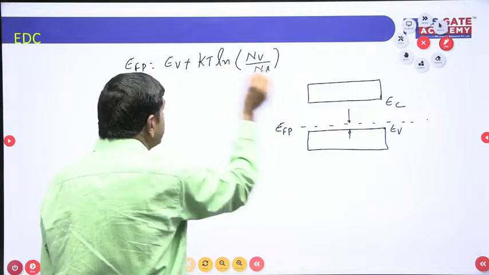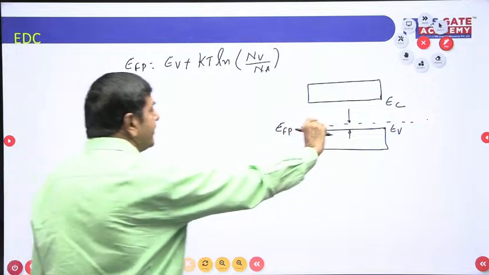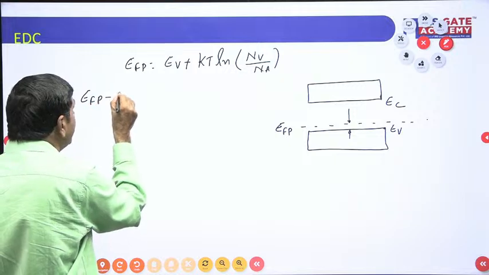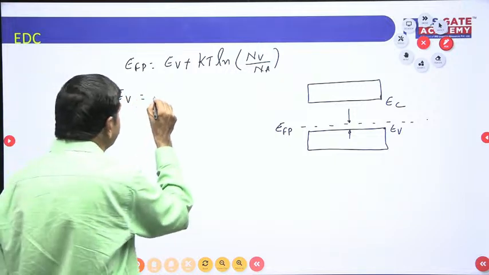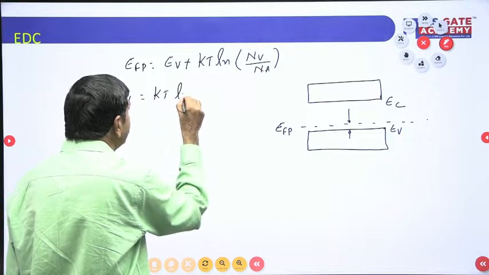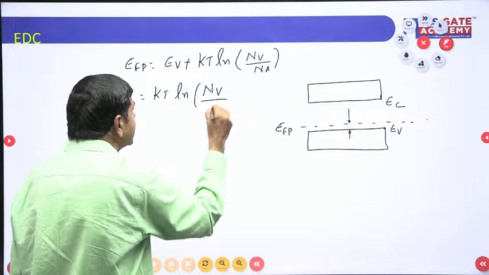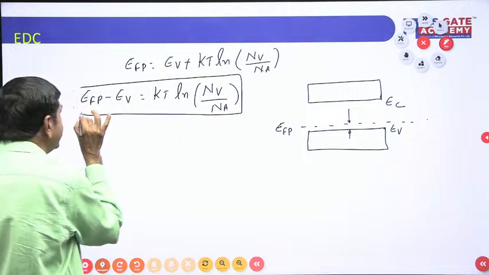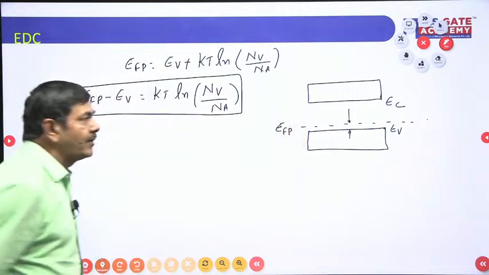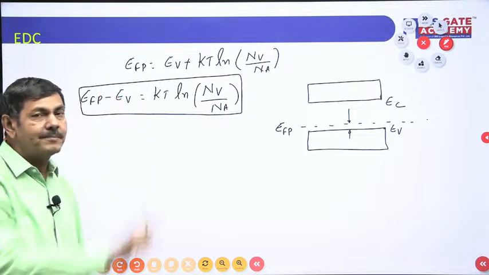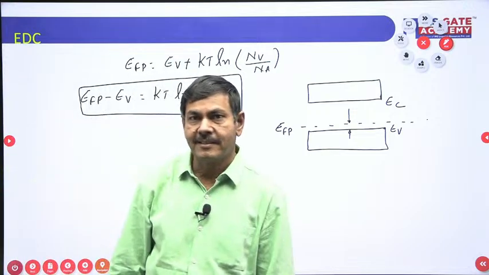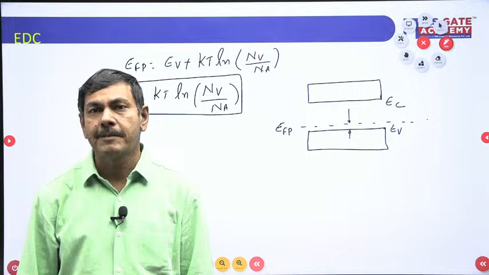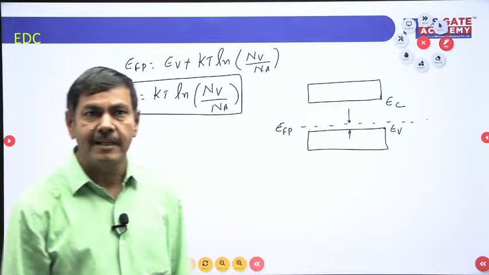Yes, this we know very well. But I want the energy difference between these two, EFP minus EV. If you want to find it, you must use this formula, KT into ln of NV by NA. You must remember this formula only. Follow this? That way we can find out. Fermi level in intrinsic semiconductor I explained, Fermi level in the P-type extrinsic semiconductor I explained, and Fermi level in the N-type also I explained.